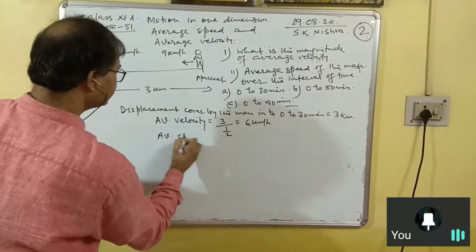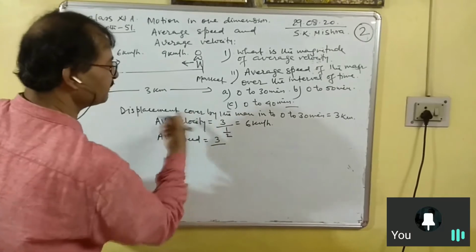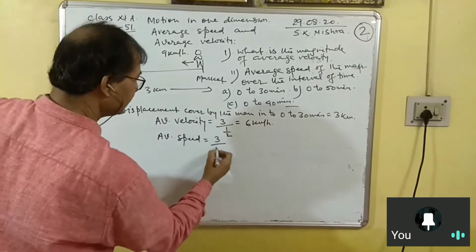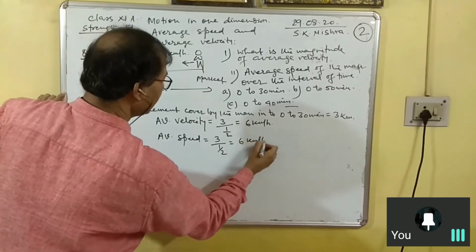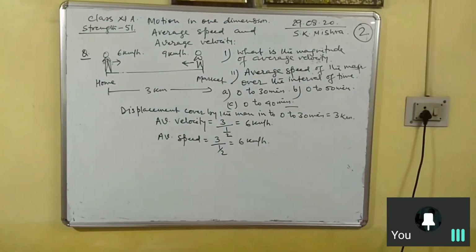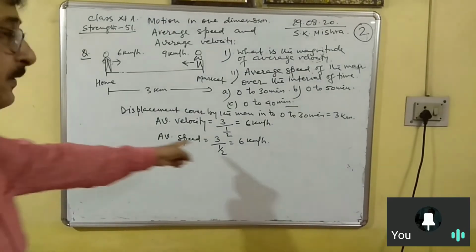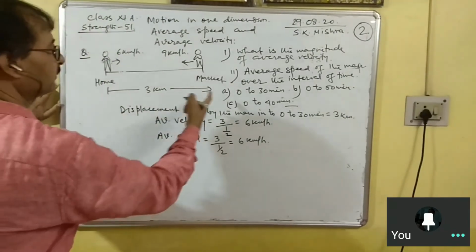So average speed is exactly same because distance and displacement will be same. So 3 divided by 1 by 2. Again same answer, 3 kilometer per hour. So what you see, magnitude of average velocity is exactly equal to the magnitude of average speed. Now we are solving for the second bit.